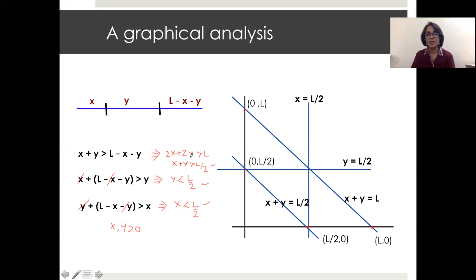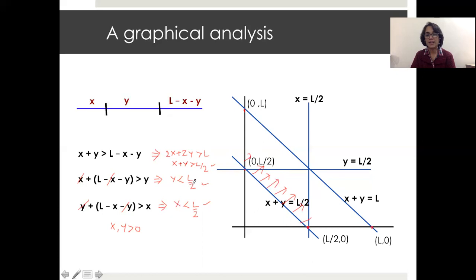Now, what does this inequation indicate? x plus y strictly greater than L by 2 would be the portion of the plane, so x plus y equal to L by 2 divides the plane into two halves. And this half would be x plus y strictly greater than L by 2.